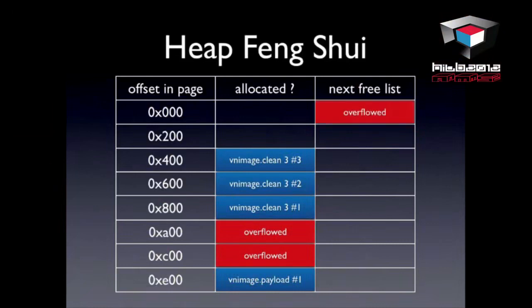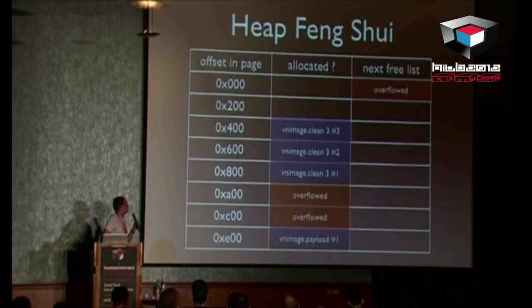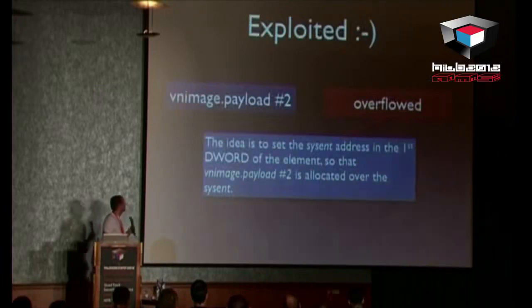There. We try to mount the VN image payload, and it is mounted in a position we control, because overflow data is controllable. Hopla. Exploit it.